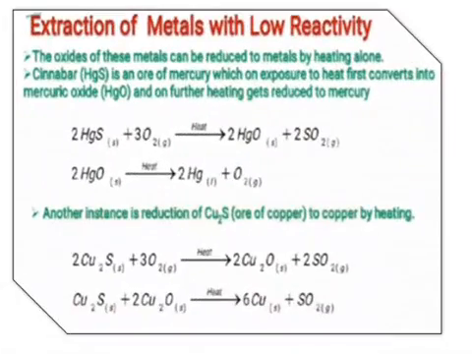Children, now let us see the extraction of metals which are of low reactivity, that is, which occur at the bottom of the reactivity series. These metals, being less reactive, can be obtained by reducing their oxides to metals by heating alone. Let us take first the case of cinnabar.